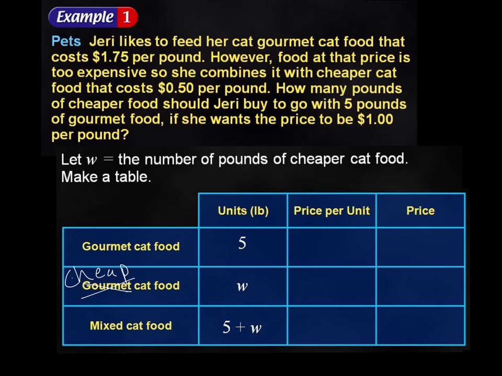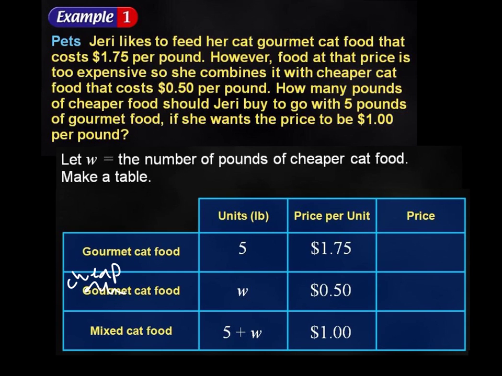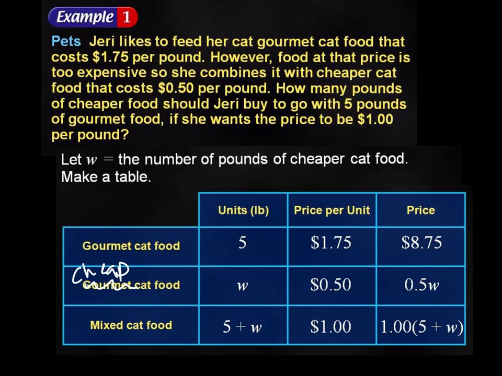So they used W for the cheap food. I probably would have used C for cheap. That gives us a total of the mixed food of W plus 5, or 5 plus W. And they said the gourmet was $1.75 a pound. The cheap stuff is 50 cents a pound. And we want to pay a total of $1 per pound for the mixture.